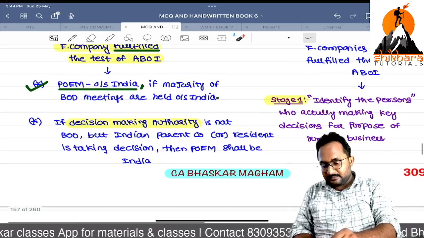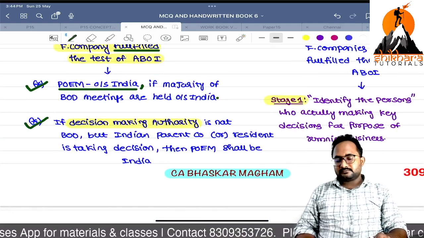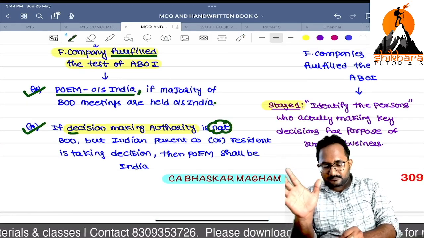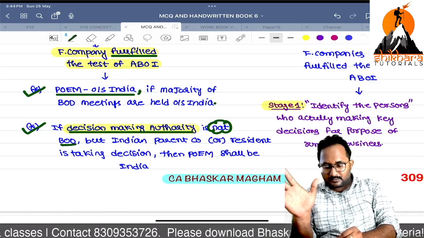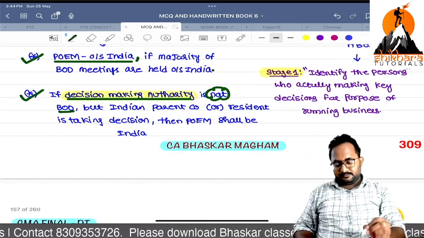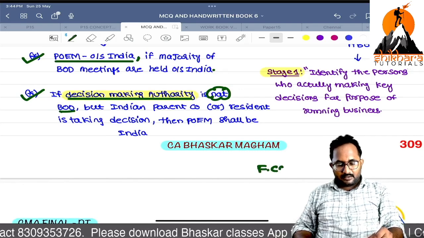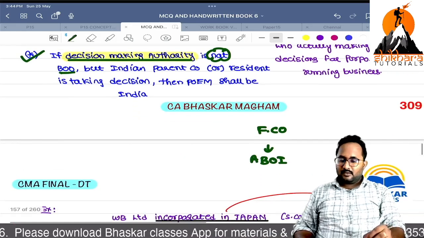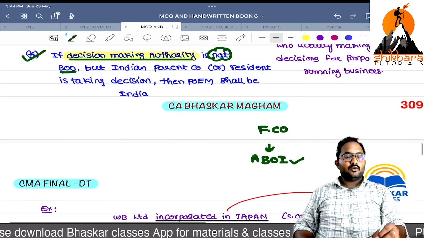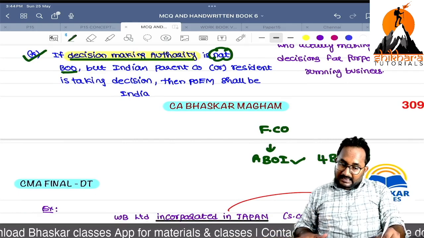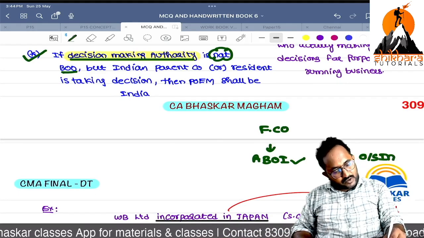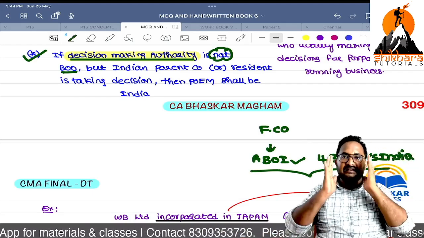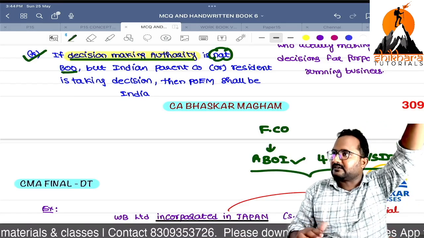Remember, next, this is important. If the decision making authority is not the board of directors. For example, one foreign company satisfied the ABOI test also. 4 board meetings are conducted outside India only. Totally 4 conducted, all 4 outside India. Now directly you can say the residential status is non-resident, because POEM is situated outside India.